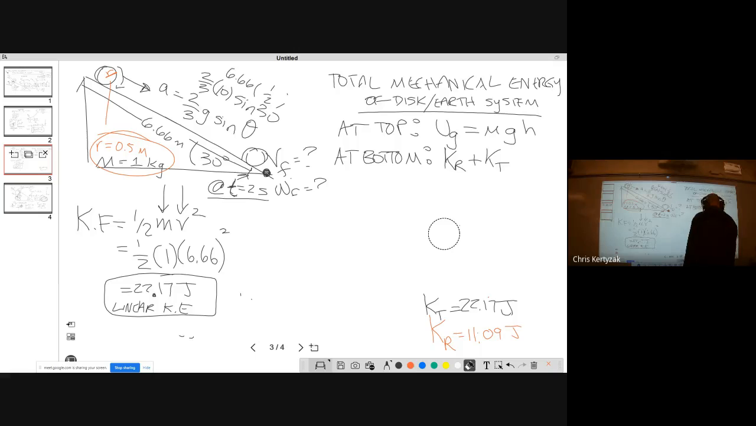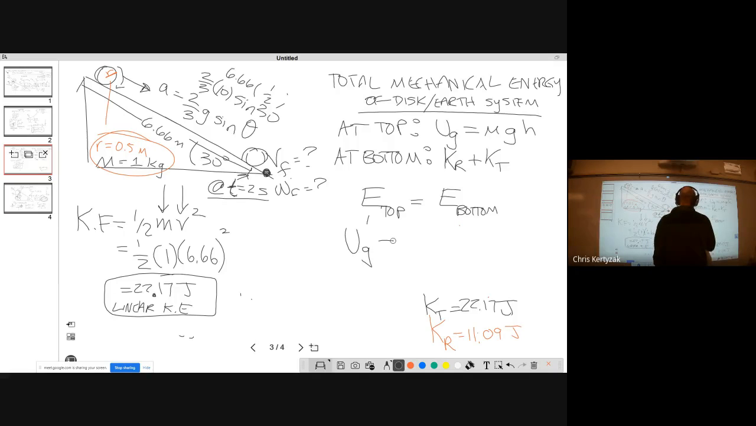All right. So technically, the conservation of energy should work. It has to, right? The total energy at the top of the ramp, total mechanical energy between the Earth and the disk, should be equal to the total energy at the bottom. How would we express that?